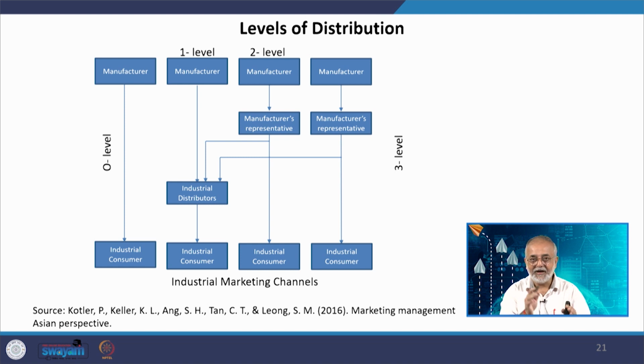Then you may have some deviations in B2B, specifically industrial marketing channels, wherein definitely level 0 is there, then level 1 with industrial distributors, and then manufacturers' representatives going towards industrial distributors or directly towards industrial consumers. And then again you have manufacturers' representatives going to industrial consumers and industrial distributors, so we have a complex picture.